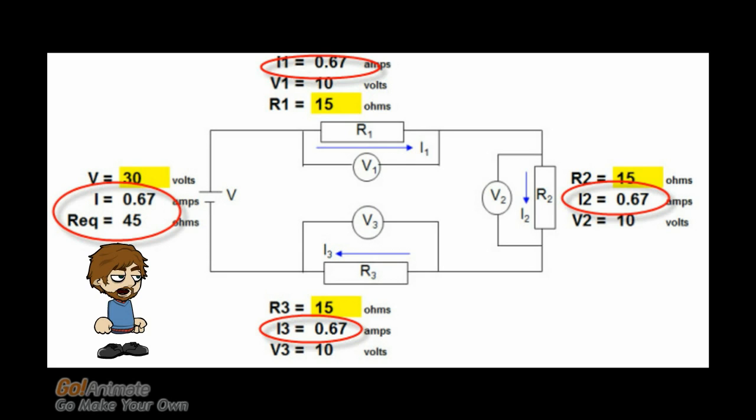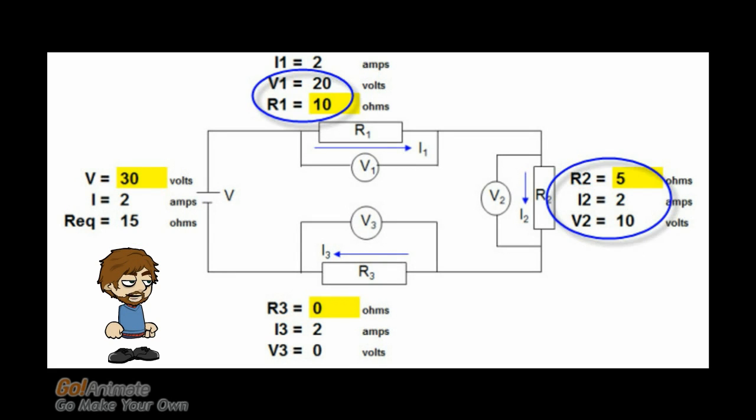Now, let's look at the voltage values. The battery provides 30 volts for us to use. Each device, because they are all identical, uses 10 volts. This is an additional feature of a series circuit. The battery voltage is divided between the devices. It doesn't have to divide evenly, as we will see in the next circuit.